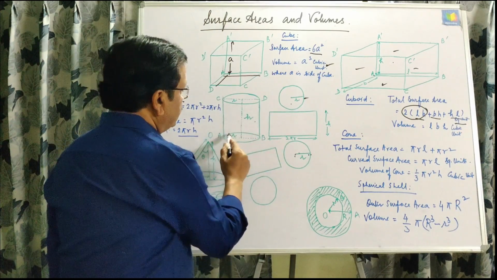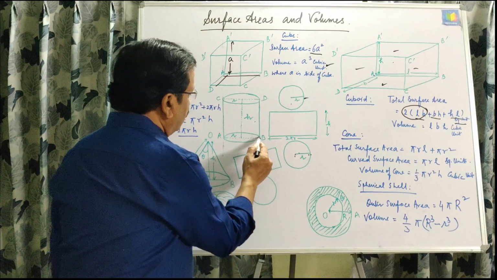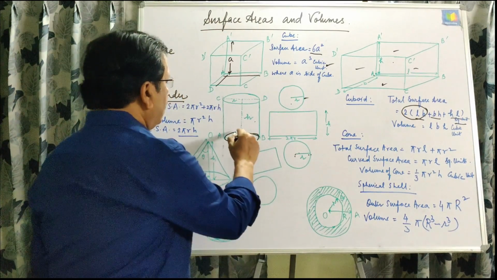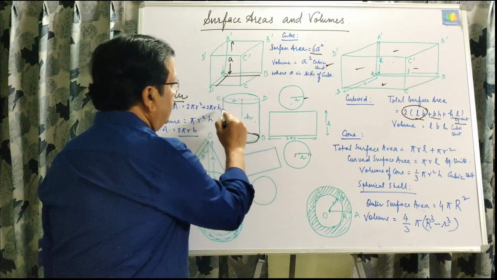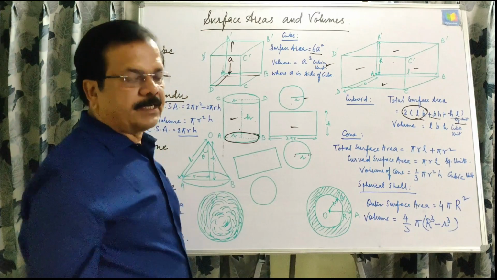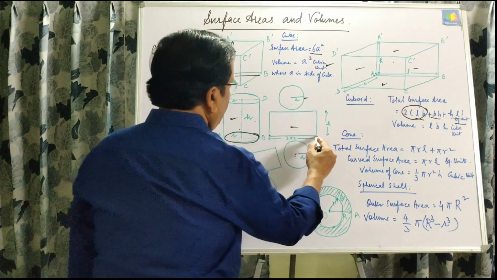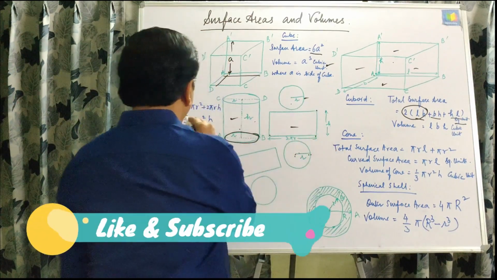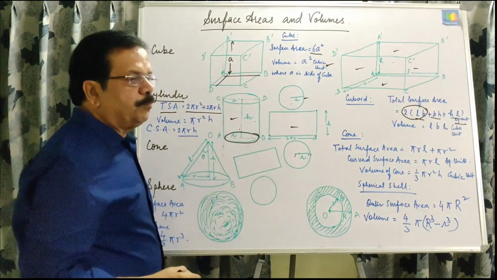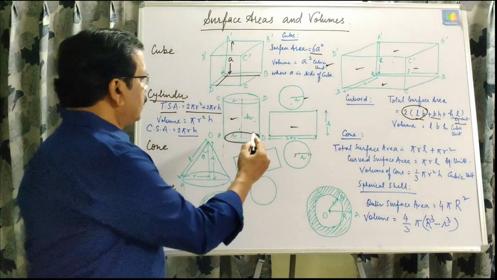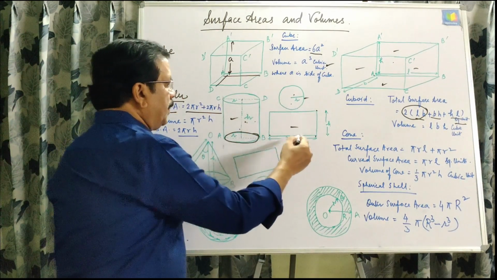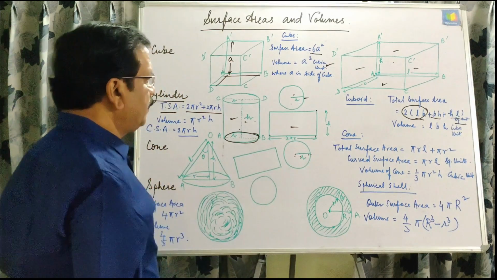Okay, and this will be 2 pi r, because the circumference of this circle is 2 pi r, multiplied by h. Then the area of this portion is taken as the area of a rectangle, that is 2 pi r into h. Then the total surface area is 2 pi r square plus 2 pi r h. And for curved surface area only, this portion will be taken, and top and bottom will be excluded.